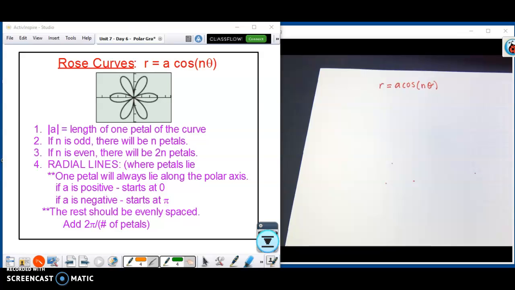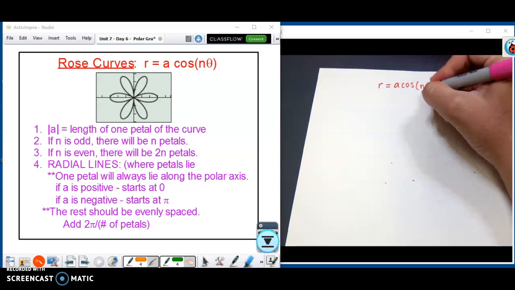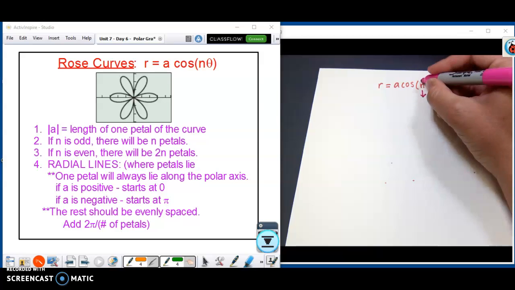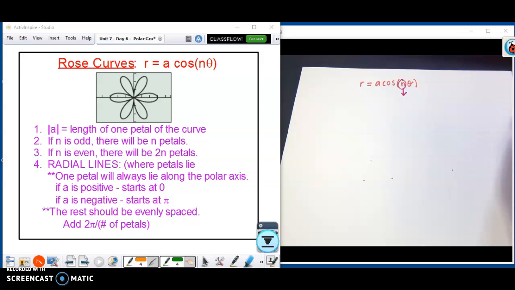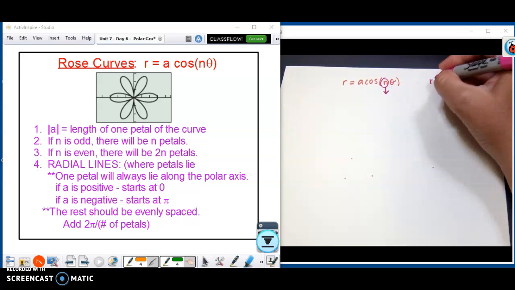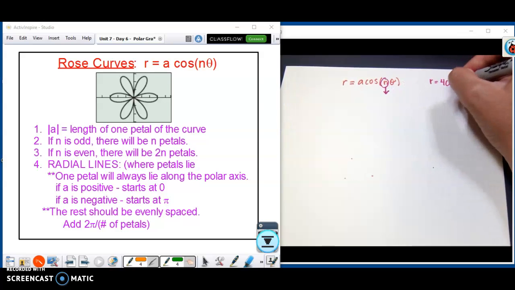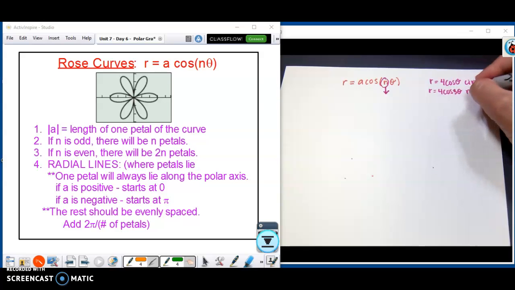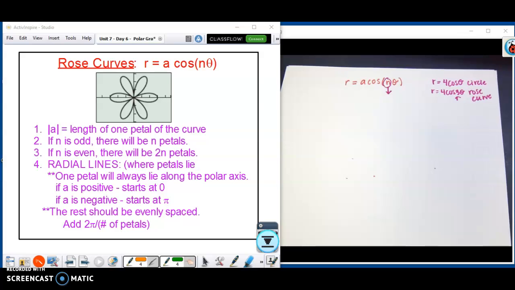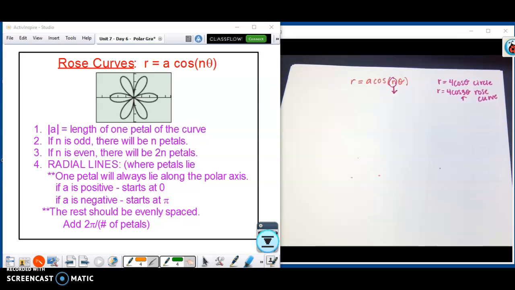So how do you know if this is a rose curve versus a circle? Because it looks very similar. For this to be a rose curve, this n value right here, there will be a number with theta. That's how you're going to know the difference. Let me give you an example. If this said r equals 4 cosine theta, this would be a circle. But if it says r equals 4 cosine 3 theta, that's going to be a rose curve. Only that number with the theta tells you the difference between a circle and a rose curve. So be very careful, pay attention.